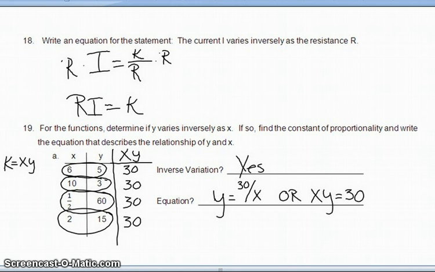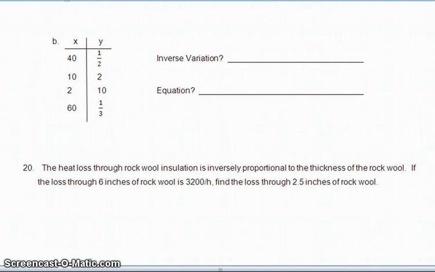Determine if it is equivalent, if we have equivalent constants of proportionality, and if so, what is that equation? Pause the video now, complete the work, start up when you're ready to check your answers. All right, let's see how we did.